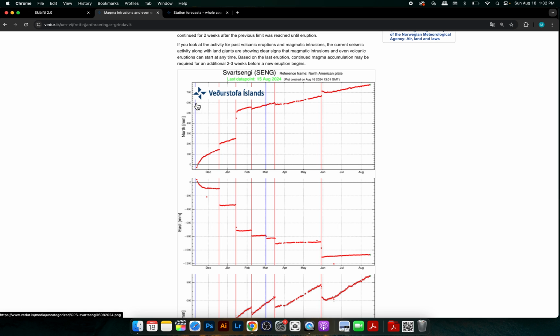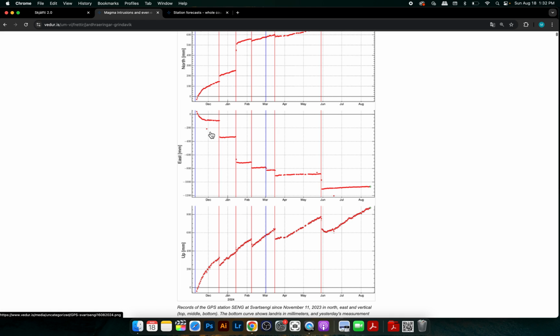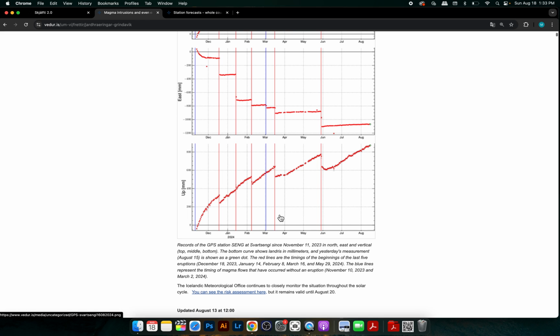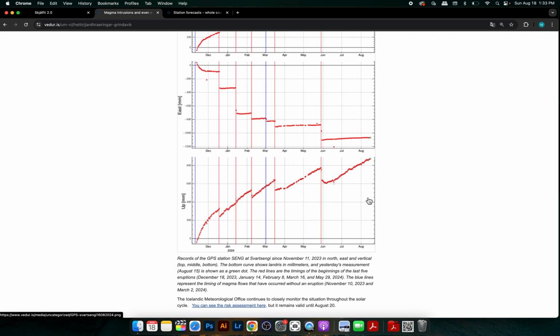This is in millimeters. So then you also have the east and west GPS, and as you can see here, it's going into the negative, which I believe means it's going northwest, and then all the lines are when it erupted, and then the upwards motion, which you could see how it starts off in December, and every eruption had this massive vertical upwards motion. And now we're here. We're in this area here, June, the last line where it erupted May 29th.